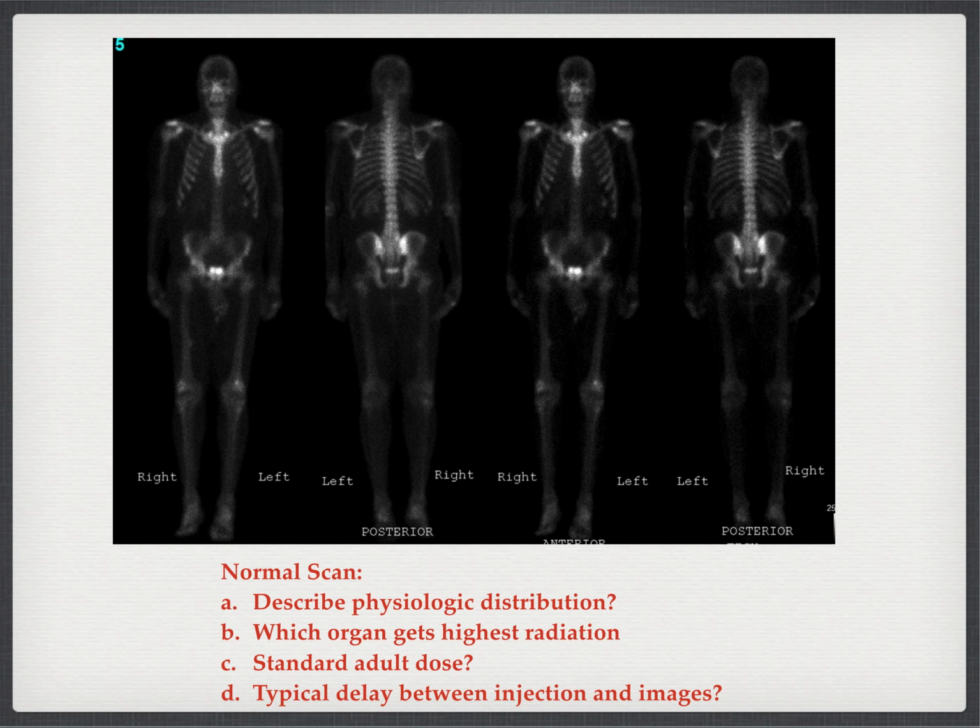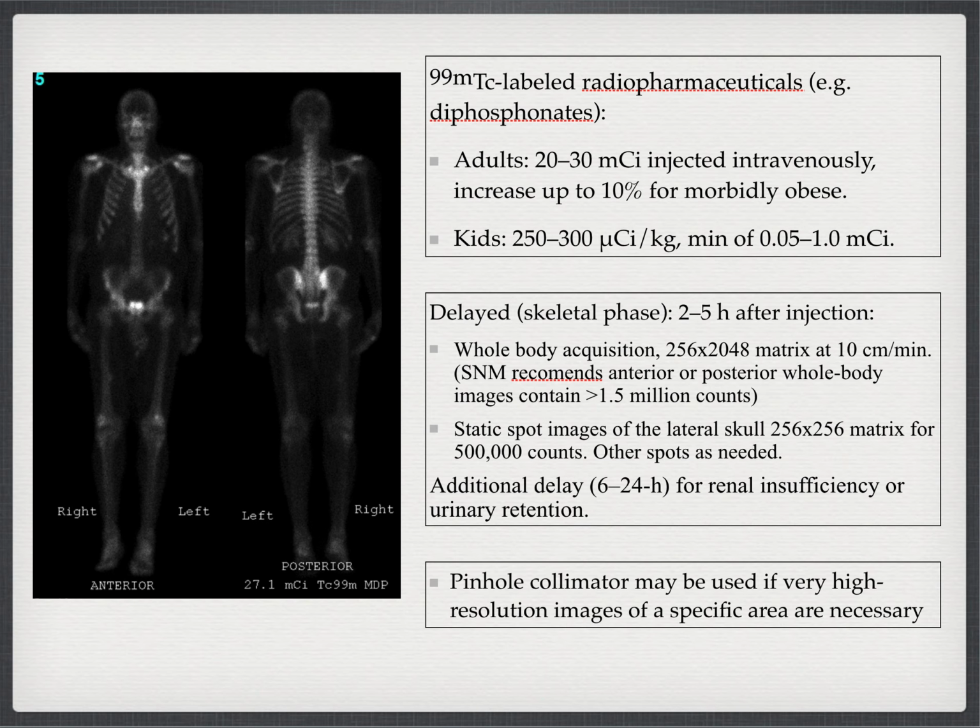All right, so if you can answer these four basic questions, you can doze off or go get some sleep or have your morning coffee because you know everything. So you've got to be able at the end of this lecture to describe physiologic distribution, tell me which organ gets the highest radiation, approximate the typical adult dose, and tell me the typical delays between injection and images. And I'm sure everybody in the audience already knows all of these questions. For those of you who have forgotten, we will try to clarify.